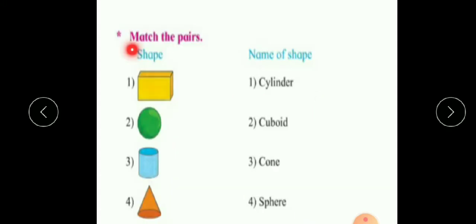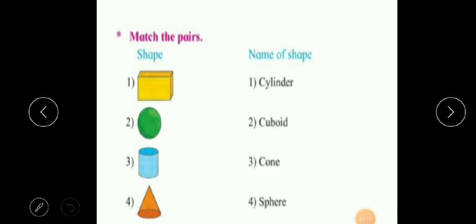Question is match the pairs. Children, here on the left side there are some shapes and on the right side there are names of shapes. You have to match the correct shape with the correct name. So let's start.